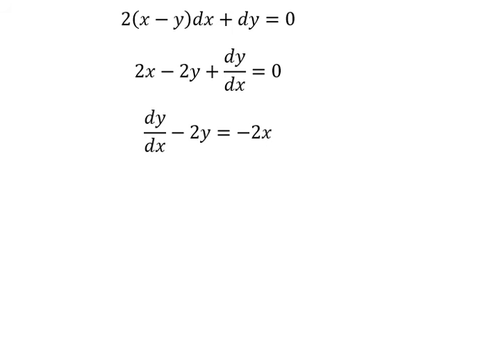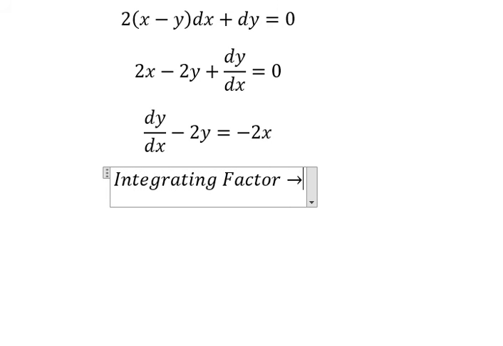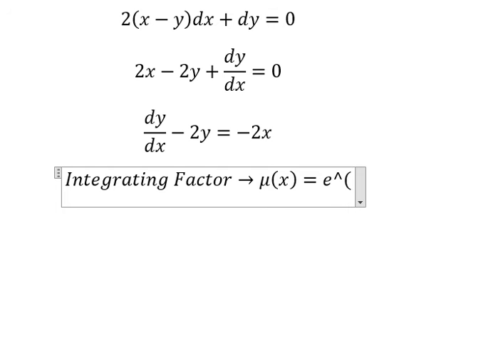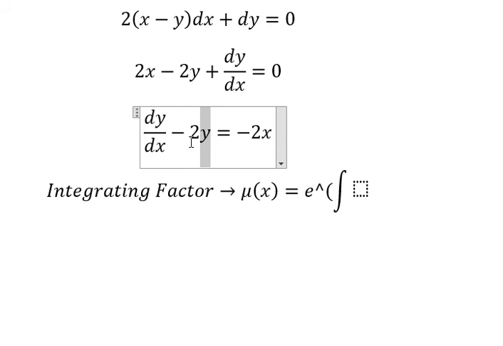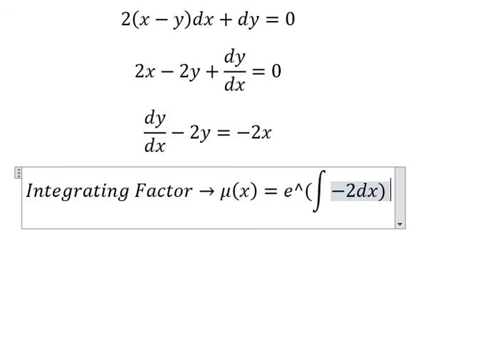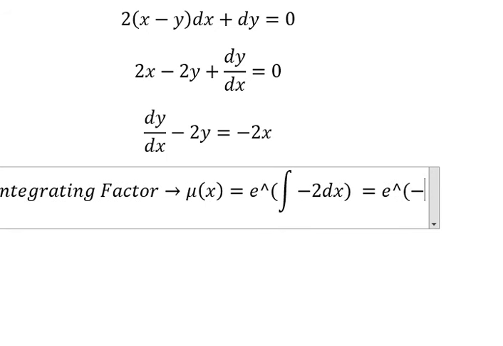So we can use the integrating factor. So we need to find mu s equals e to the power of the integration. We see that negative number 2 next to y is the integrating factor. So we put negative number 2 in here, and you get e to the power of negative 2s.